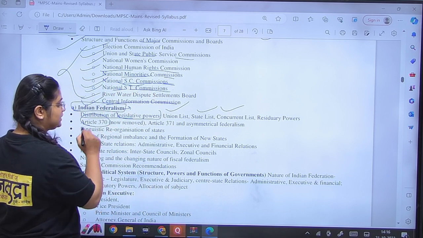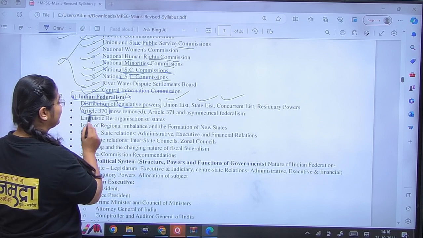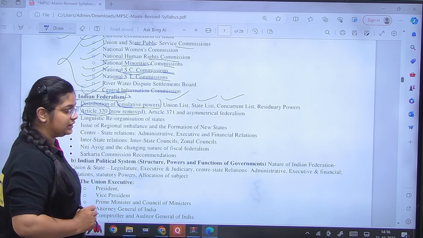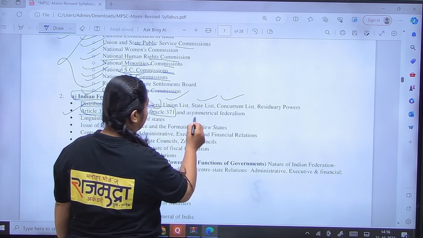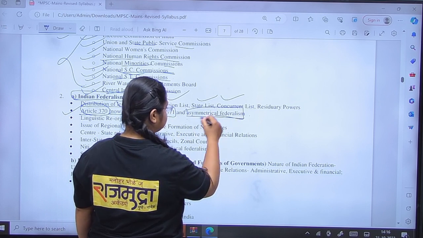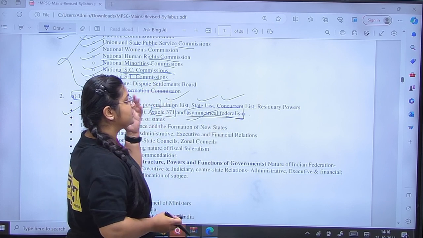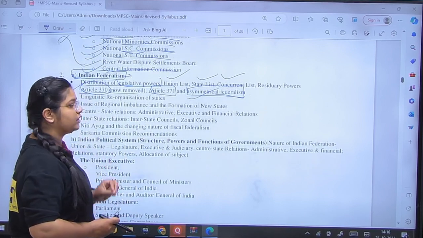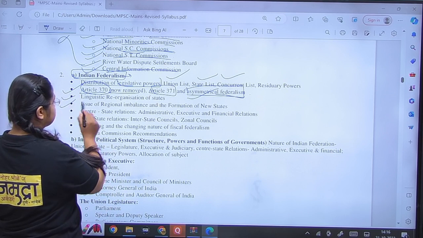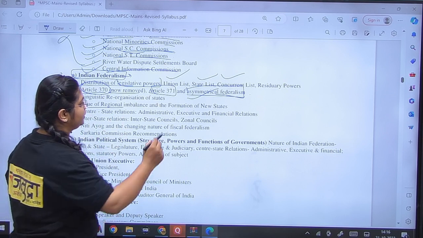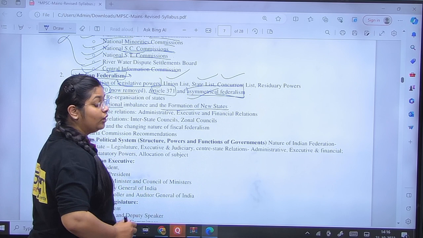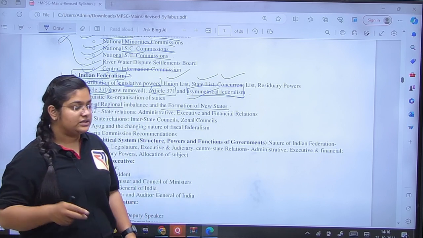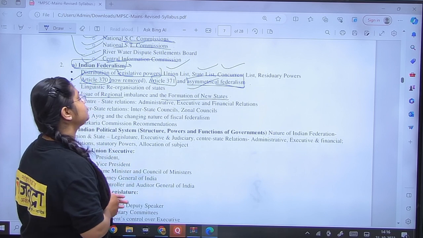Then Article 370, now removed, but still we have to study this. Then Article 371 and asymmetrical federation. In the given course of time, you will learn what asymmetrical federalism is. Then next, linguistic reorganization of states. Next is the issue of regional imbalance and the formation of new states, what is regional imbalance, what are regional aspirations. All of these things we have to study in this course.